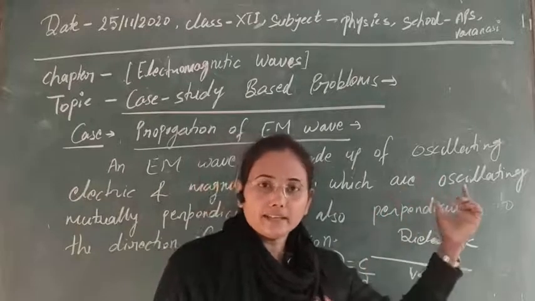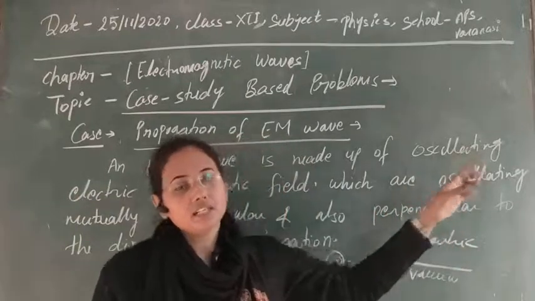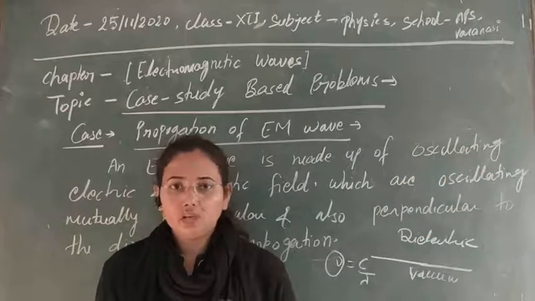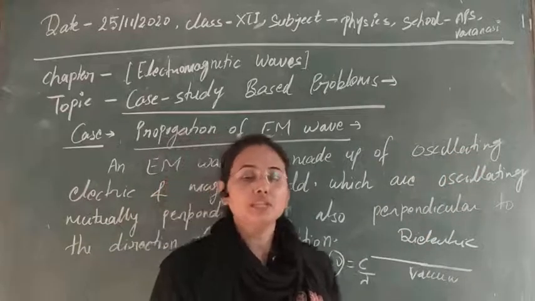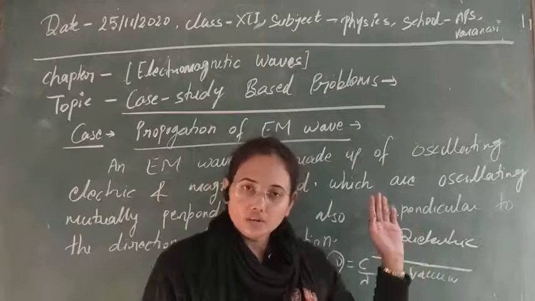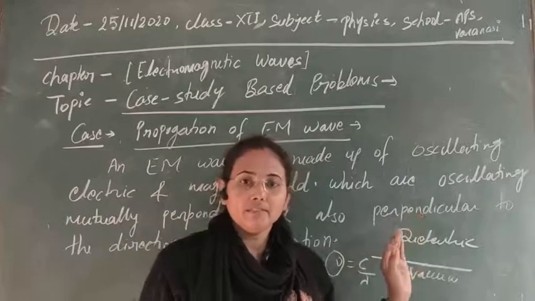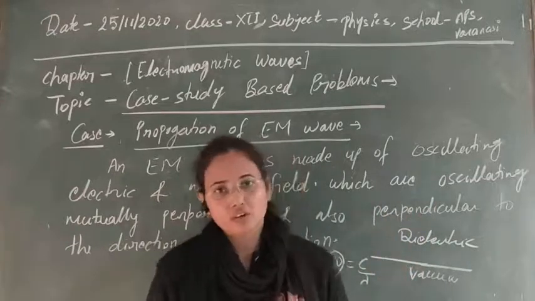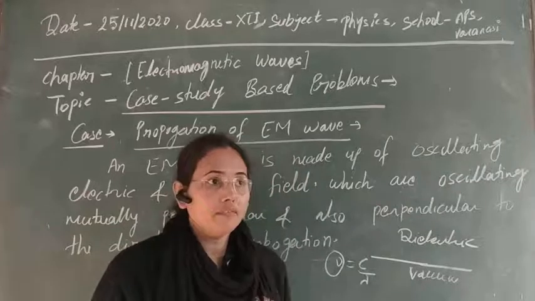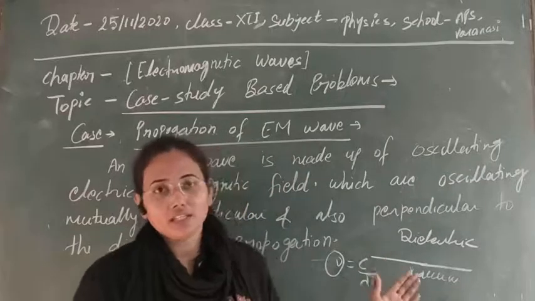So if the oscillating electric field changes, then definitely it will change the oscillating magnetic field, because the magnetic field is produced due to the change in electric field. If there is an effect on one field, then the second field will also be affected. So the magnitude of the electric and magnetic fields will change here.